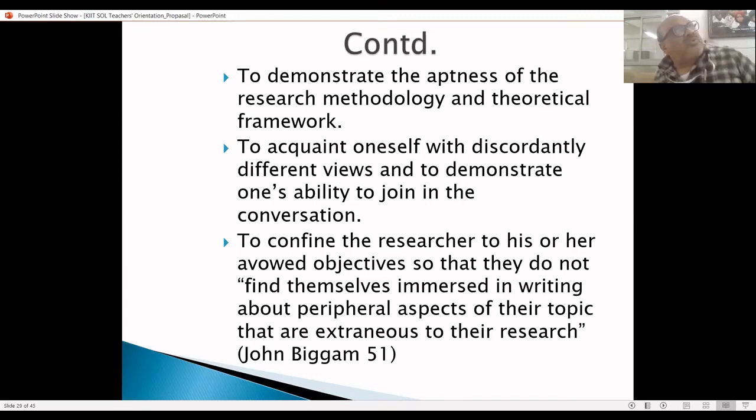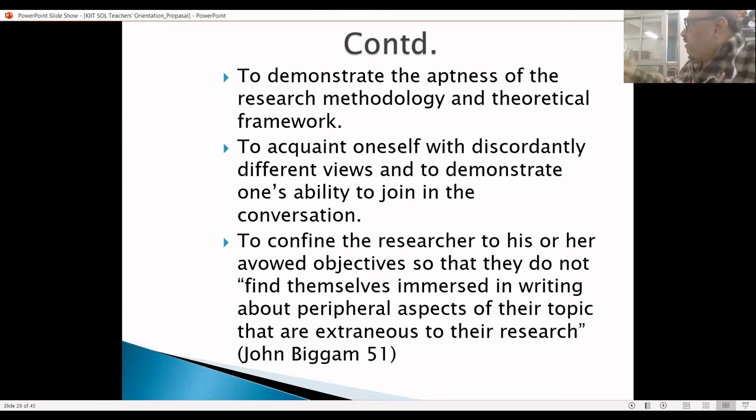To acquaint oneself with discordantly different views and to demonstrate one's ability to join in the conversation. Okay, very important. I am making a presentation. And when I finished the first part of the presentation, I invited you to ask me questions, right? I invited you to join conversation with me. What happens in a conversation? In a conversation, either we don't agree, or we agree, or we partially agree, right? This is what happens. So, by carrying out literature review, we are actually having a conversation with a host of critics, with the tradition of scholarship itself. We are having a critical conversation.